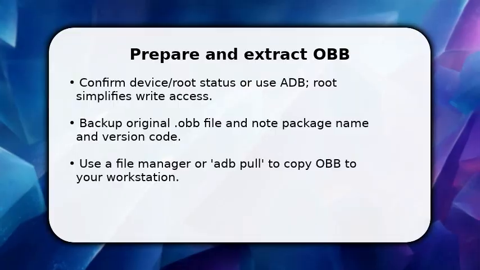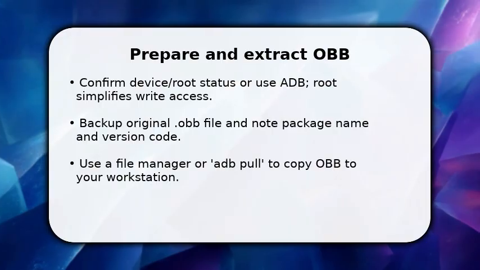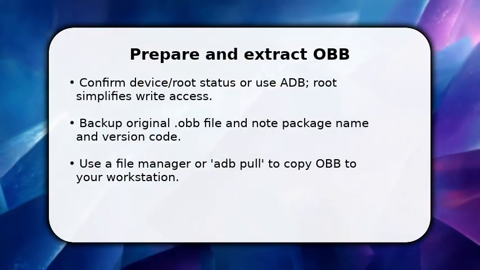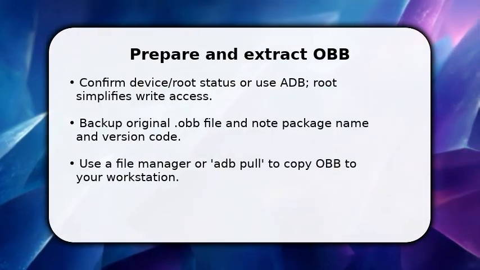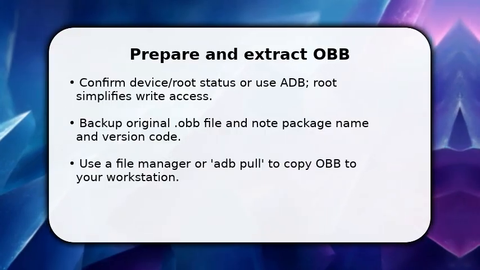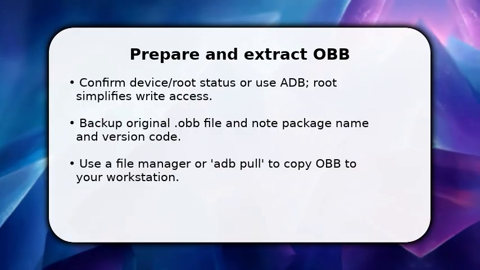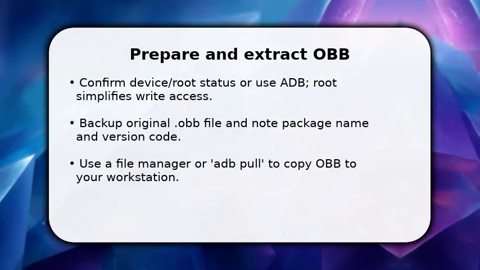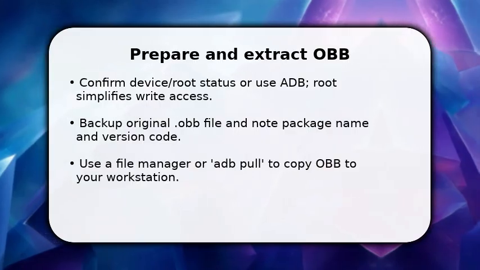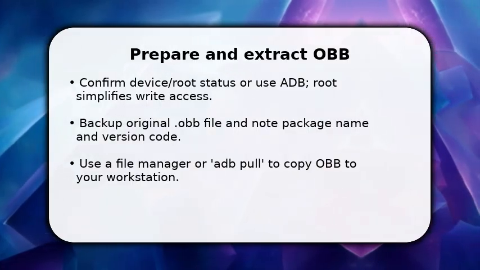Enjoy the video. You start by securing access and a backup. If your device is rooted, you get direct write access. Otherwise, use ADB. Once you pull the OBB to your computer, verify package name and version so you don't break updates. Make sure to keep the original copy safe. This avoids corruption and lets you revert.